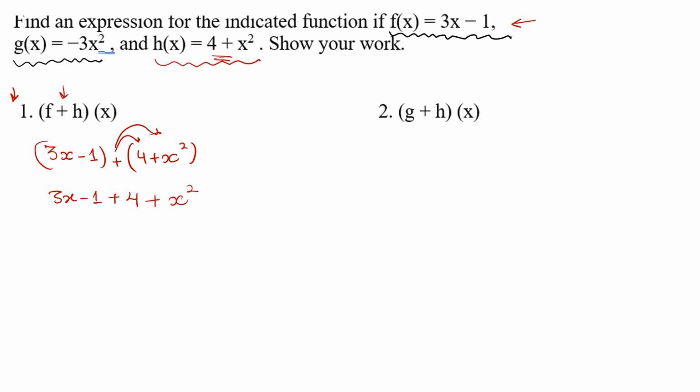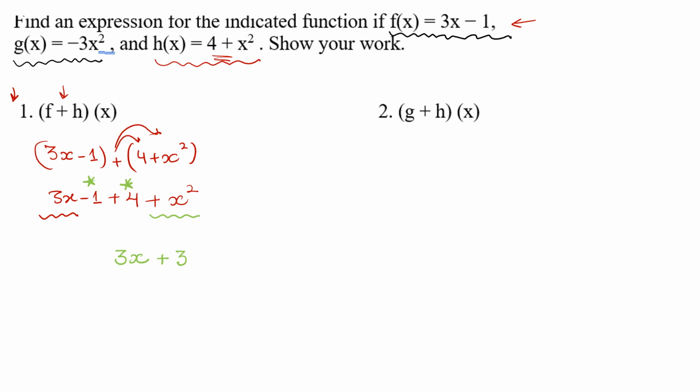Now write it in a proper way. Add the like terms. 3x. Now do you see in the question another variable x? No. So you will write it as it is. Then negative 1 and positive 4 are both constant numbers, so they can be added together. Minus 1 plus 4 is plus 3. Then this is x square.